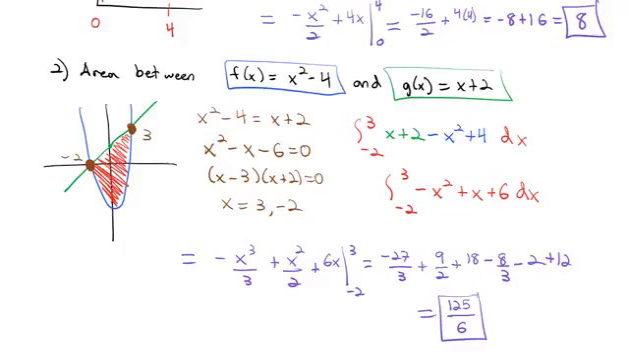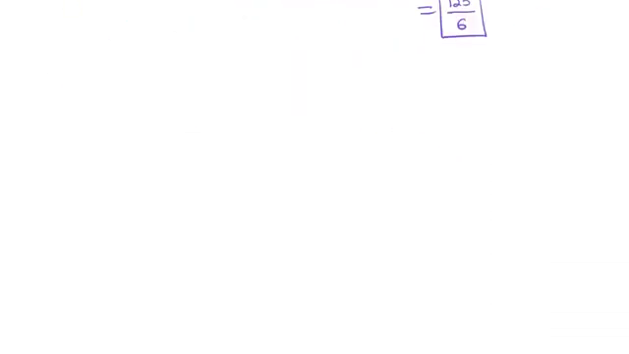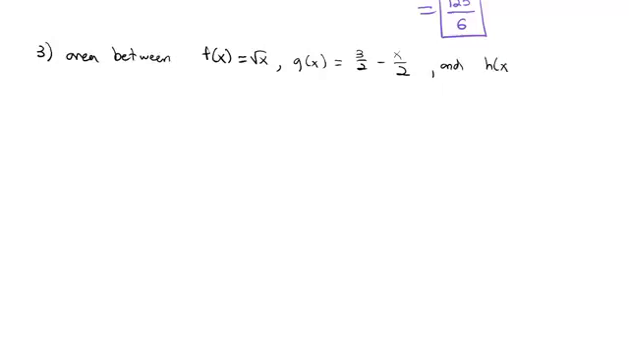Let's try another example that's a little more interesting. Let's find the area between f of x equals the square root of x, g of x equals 3 halves minus x over 2, and h of x equals 0.